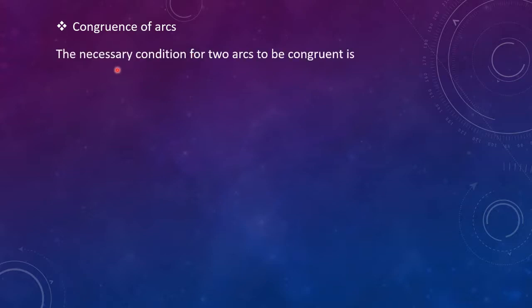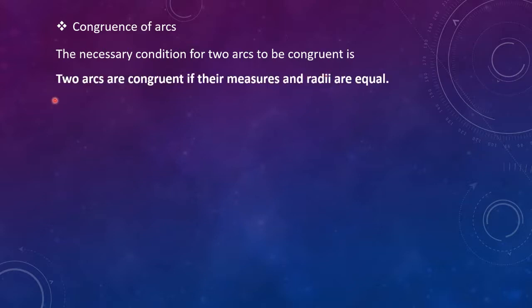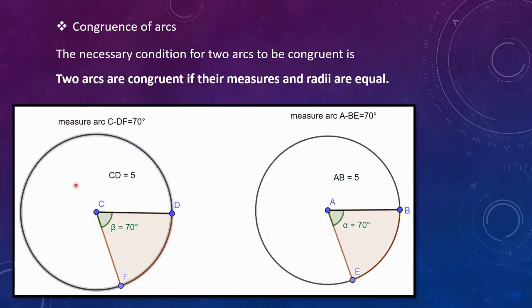The next topic is congruence of arcs. The necessary condition for two arcs to be congruent is that their measures and radii are equal. So we can say that two arcs are congruent if the radius and their measures are equal. In the following figure, we can see the circle with center C has a radius of 5 and the circle with center A has a radius of 5.